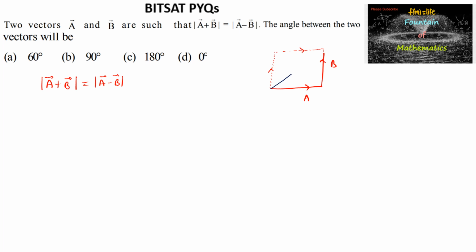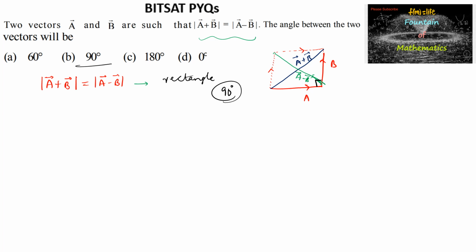One diagonal can be considered as A plus B, and the other diagonal can be taken as A minus B. Since the lengths of the two diagonals are the same, we can consider that this parallelogram is a rectangle, and hence the angle between A and B is 90 degrees. So we can go with option B.